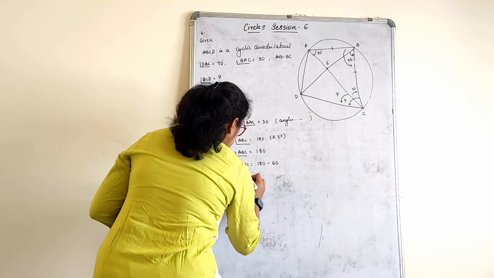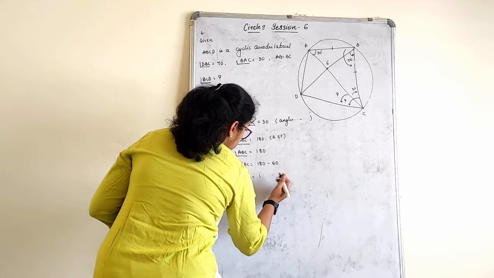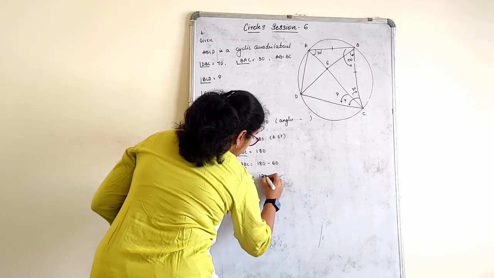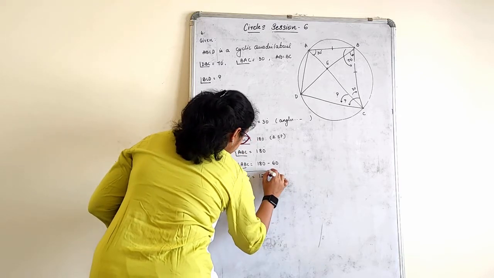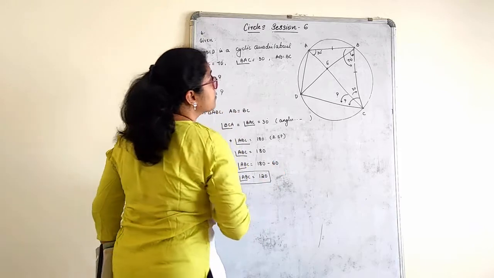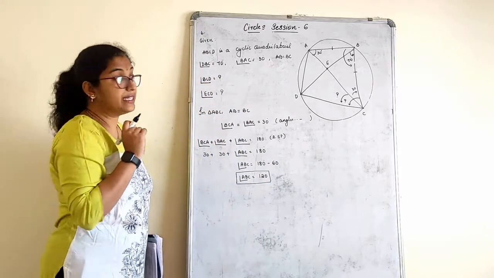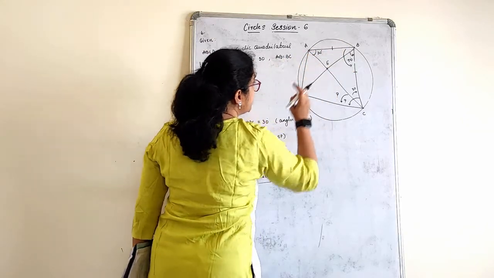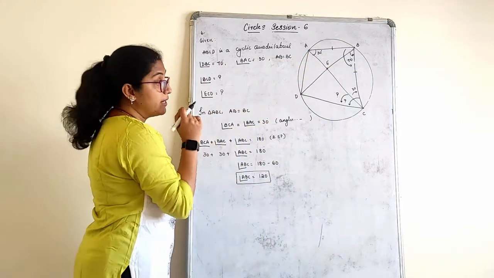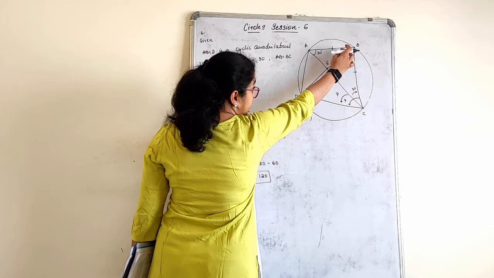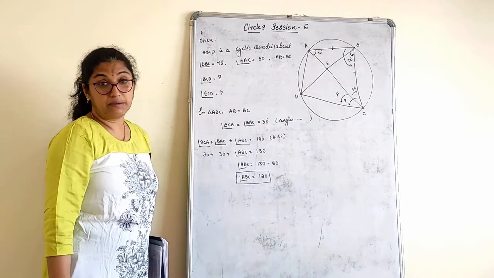Angle ABC is equal to 120 degrees. Fine. Angle ABC is equal to 120 degrees. This whole is 120. Now, whole is 120. Part is given as 70. Can I find the another part?